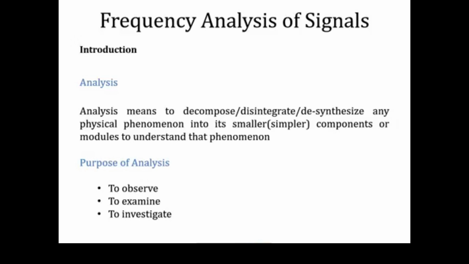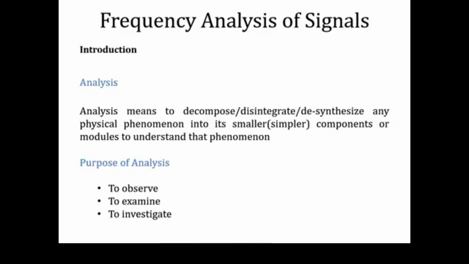So the first analysis, which deals with determining the type of element present in a compound, is called qualitative analysis, while the second analysis, which deals with determining the quantity of each element present in a compound, is called quantitative analysis. And the idea of signal analysis is very similar to compound analysis. That's why I discuss this example here.